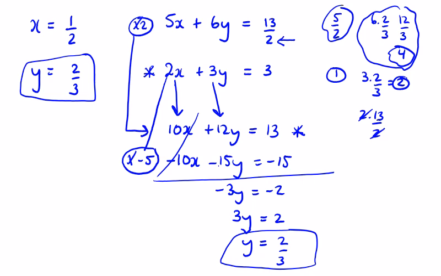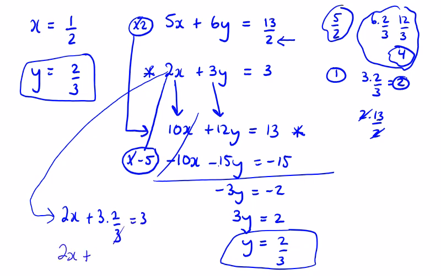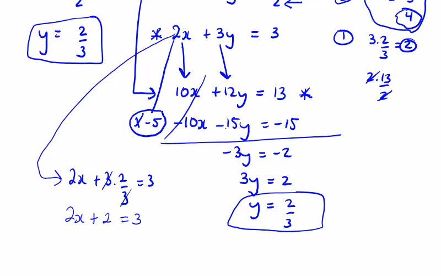I'm not going to take the first in this line because it has a fraction in it. I'm going to take this one here, 2x plus 3y. 2x plus 3y, y is 2 over 3, equals 3. So I get 2x plus 2 equals 3. So that means that 1 plus 2 is 3, so 2x has to be 1. So x is 1 over 2.